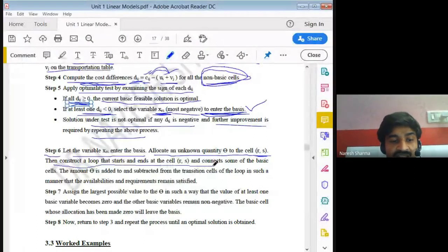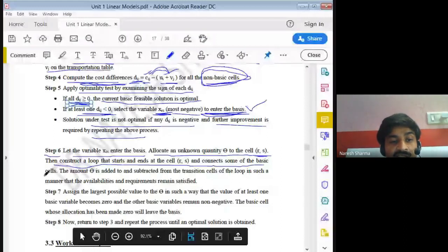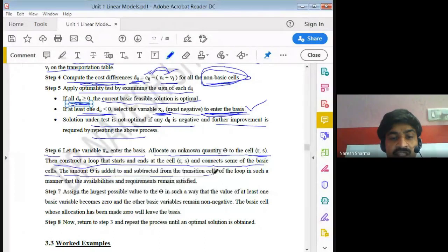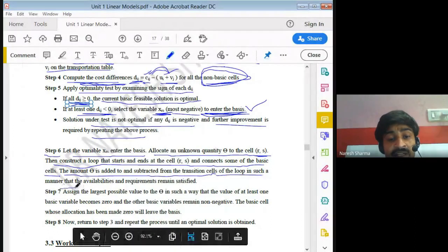It should connect some of the basic cells. How do we do that? And after that, the amount theta is added and subtracted from the transition cells of the loop in such a manner that the availability and requirement remain satisfied. This we can check in an example. How do we do this? We can check this.